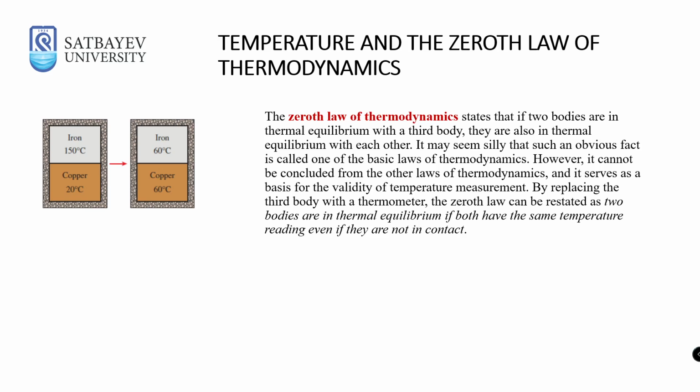However, it cannot be concluded from the other laws of thermodynamics, and it serves as a basis for the validity of temperature measurement. By replacing the third body with a thermometer, the zeroth law can be restated as: two bodies are in thermal equilibrium if both have the same temperature reading, even if they are not in contact.